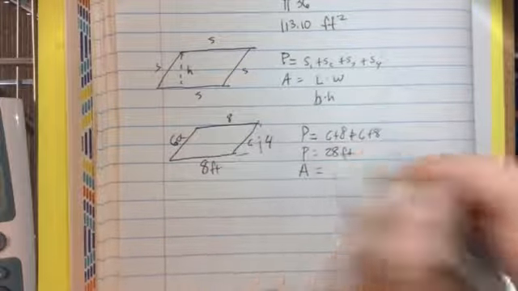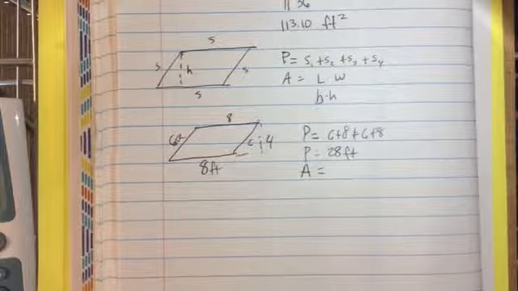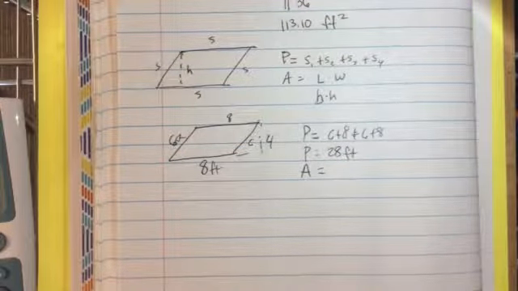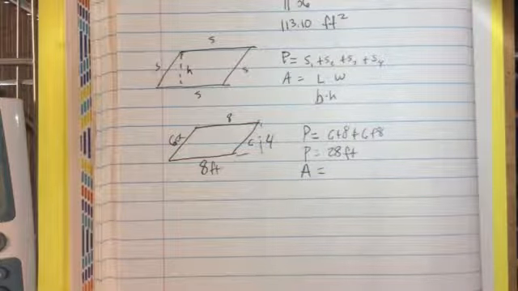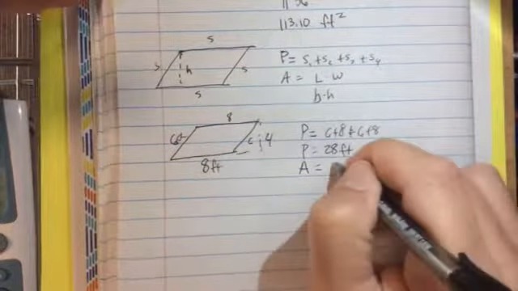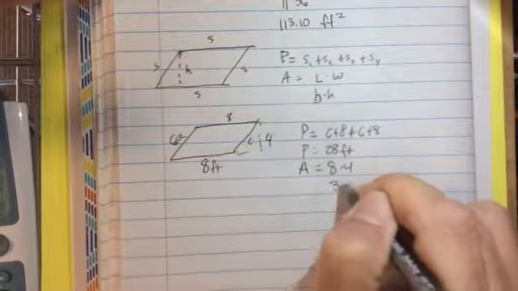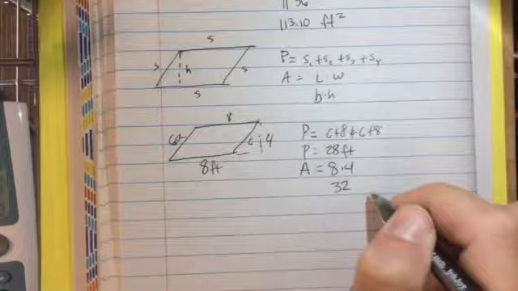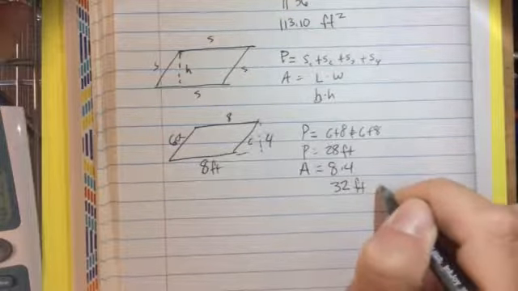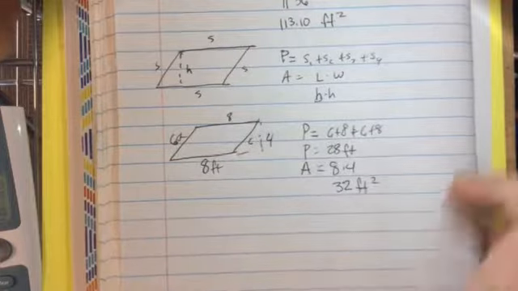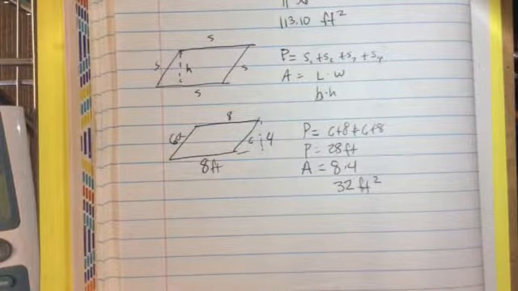Our area. What does our area equal? How are we going to set this up in our formula? 8 times 4, which equals 32. And what about our units? Feet. Feet squared. Why is it feet squared? Because it's the area.